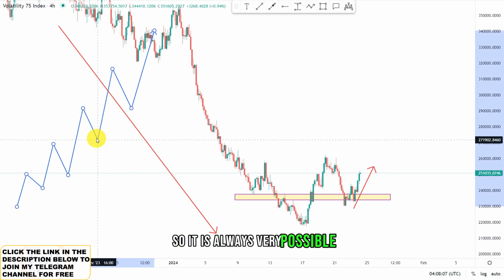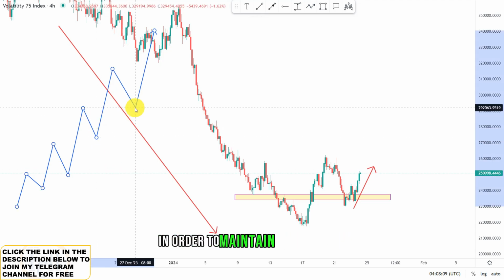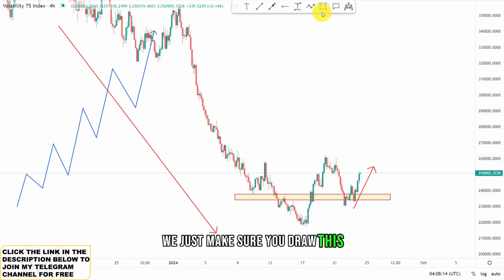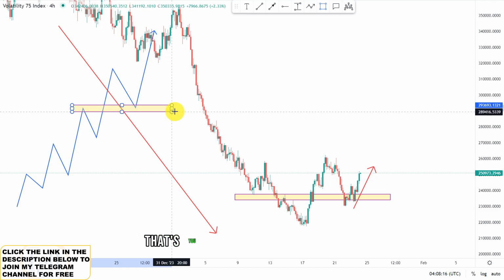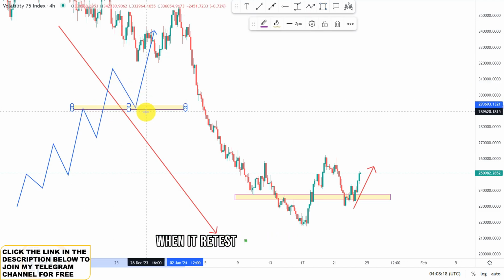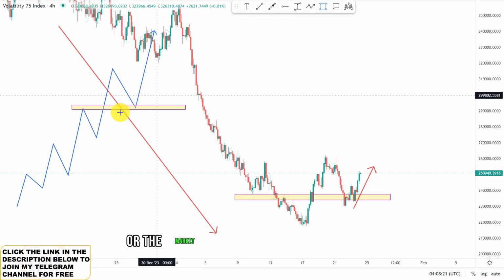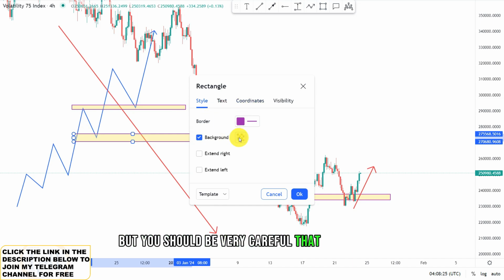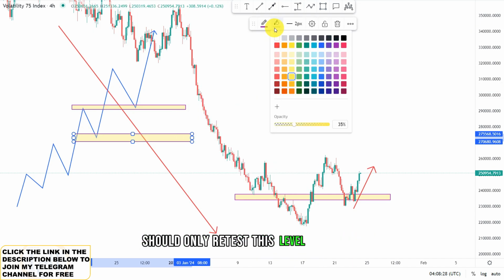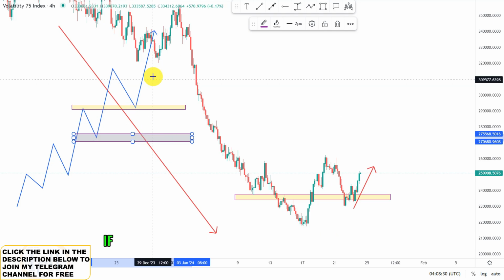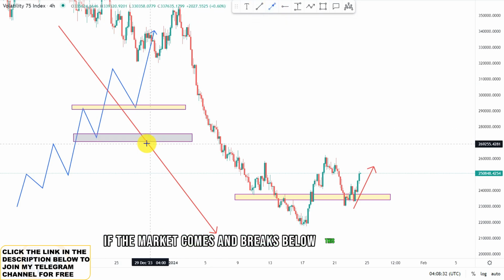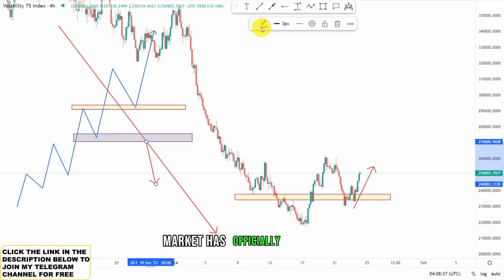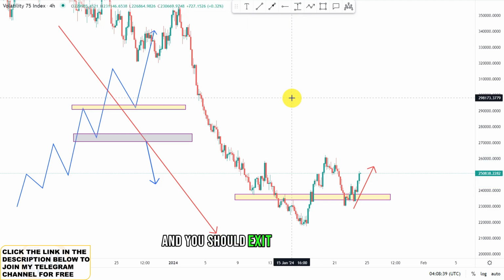So it is always very good, in order to maintain your trading discipline and avoid taking random trades, that you make sure you draw this and label these zones, so that you only enter the market when it reaches either this level, the first level, or the market comes and retests this level. But you should be very careful that the market should only retest this level and go up. If the market comes and breaks below this structure, then this should be termed as the downtrend market has officially been over and you should exit that market.